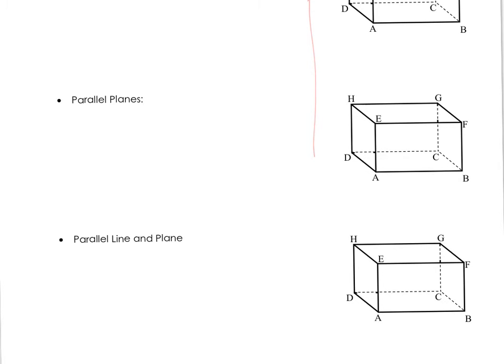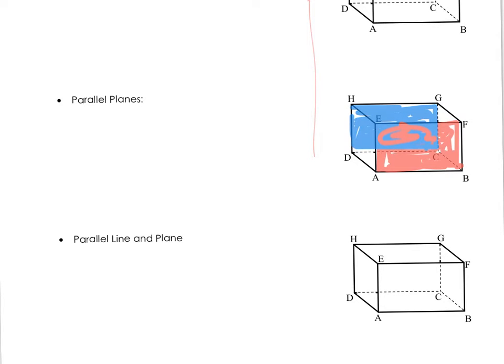So maybe if we pick the front and the back of this box, they are going to be parallel to one another. So I'm going to shade in the front and the back of this box. And notice on this diagram that it looks like they kind of run into one another, but they're really not. They're on different planes, and so the front and the back are going to be parallel to one another.